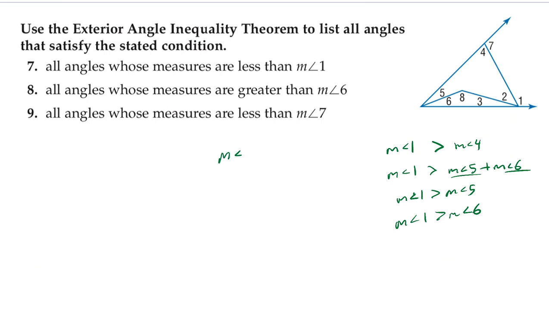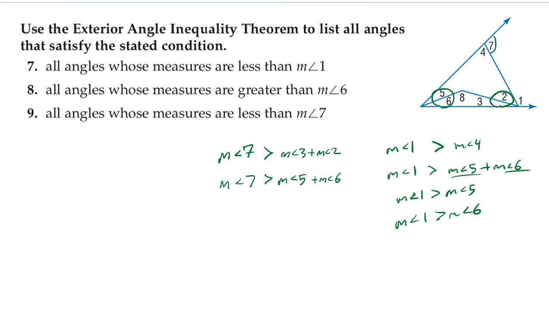Okay, let's look over here. The measure of angle 7 is bigger than all of the things it's exterior to. So it's exterior to this angle and this angle, so it's bigger than the measure of angle 3 plus the measure of angle 2. And the measure of angle 7 is bigger than the measure of angle 5 plus the measure of angle 6. Just double checking, is there anything else? It's only the exterior angle of that one. I see that.